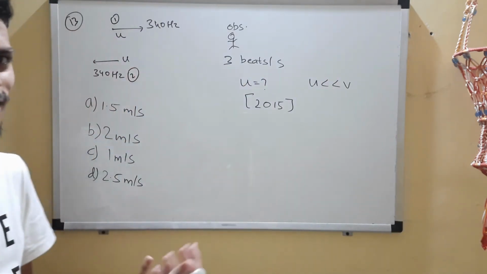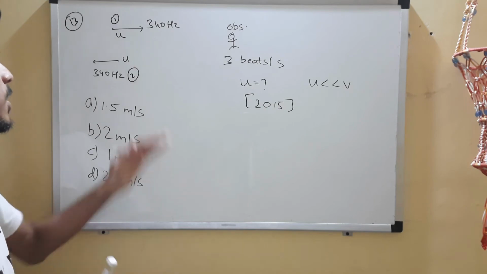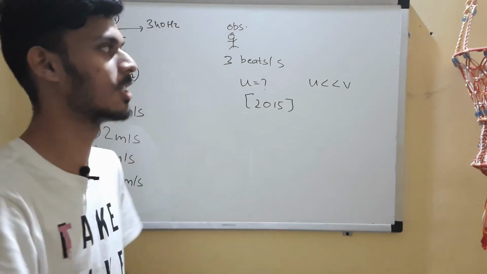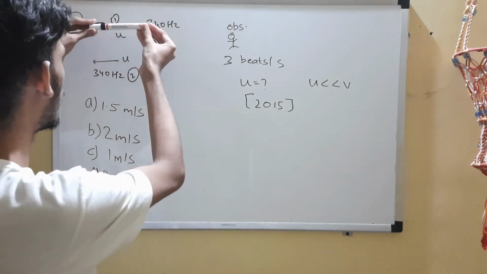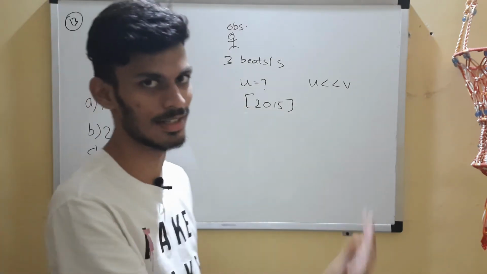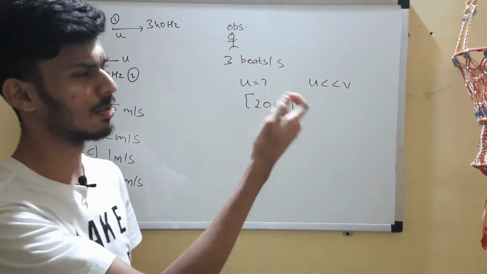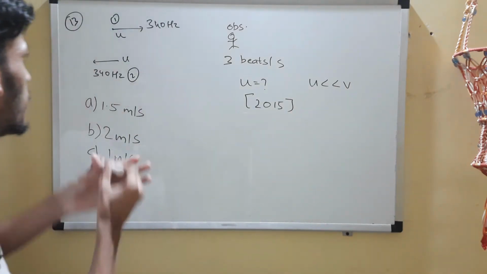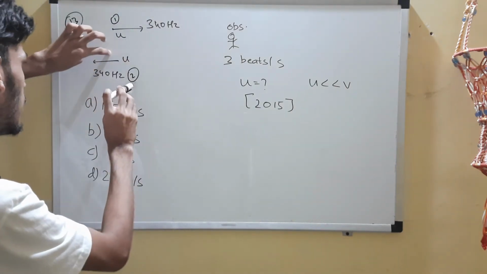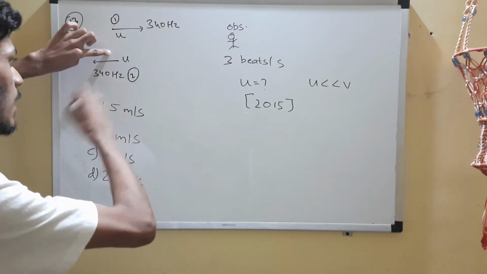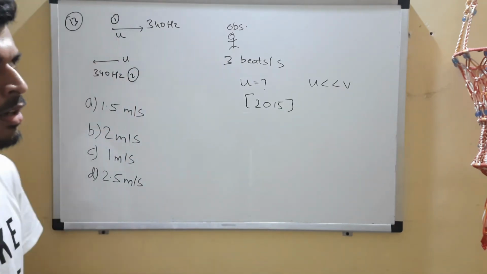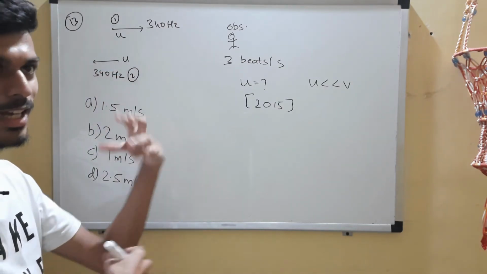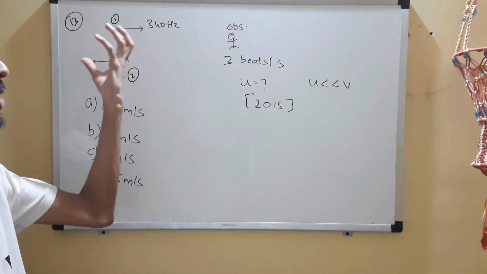So how does he hear the beats? First of all, it is due to the change in their apparent frequencies, change in their original frequencies. In case 1, the tuning fork is approaching the observer, so the apparent frequency will increase. In this case, it's moving away from the observer, so the apparent frequency will decrease. So there is a difference developed in their frequencies due to their motion.